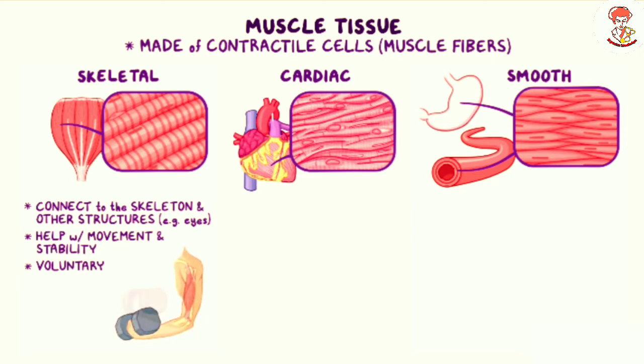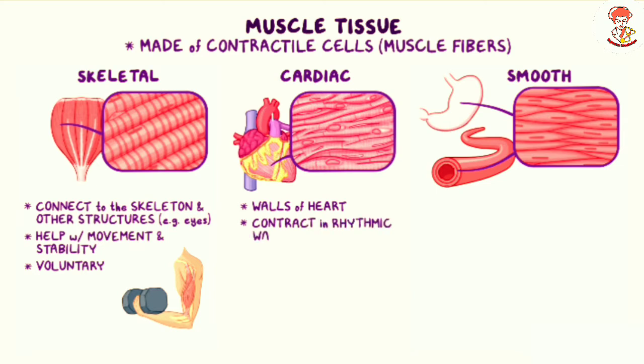Cardiac muscle is the muscle tissue that makes up the wall of the heart. These muscles contract in a rhythmic way to pump blood to the whole body, and they are involuntary. It means that we cannot consciously control this type of muscle.